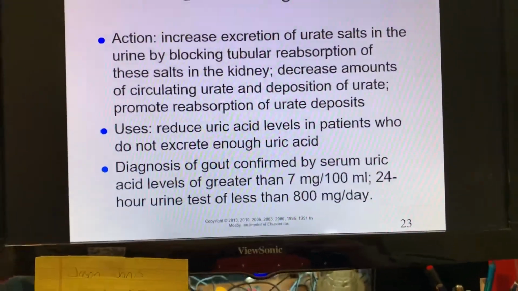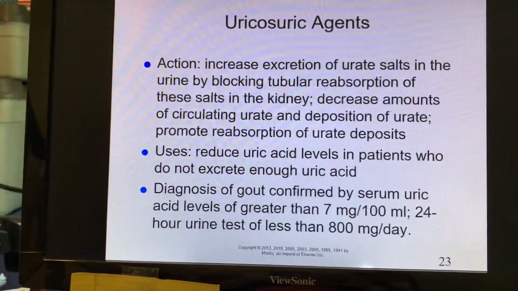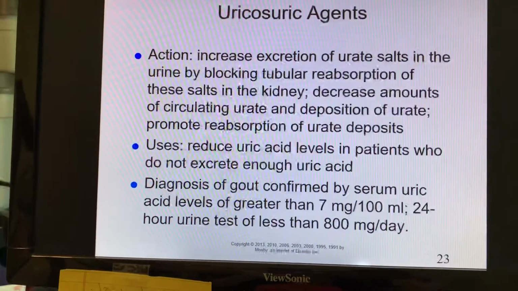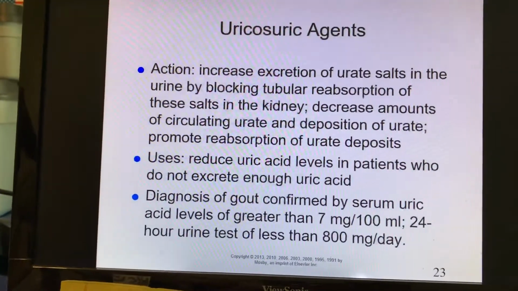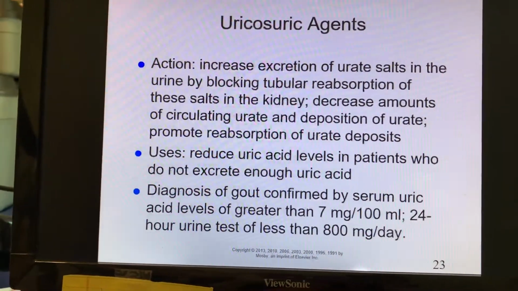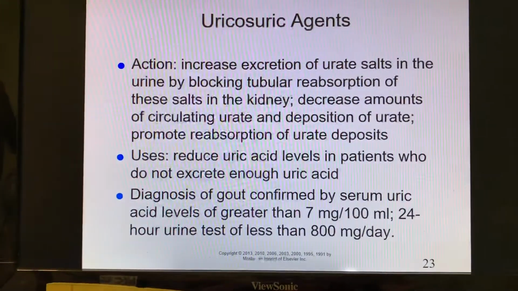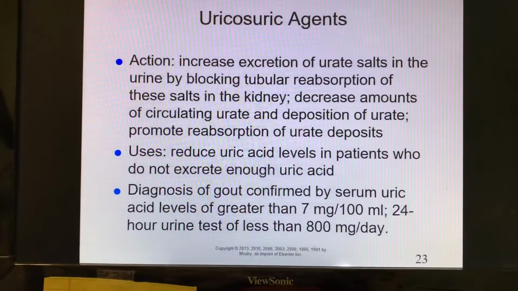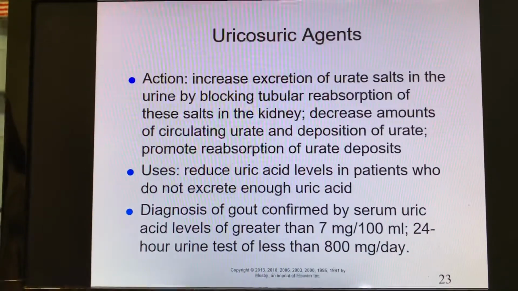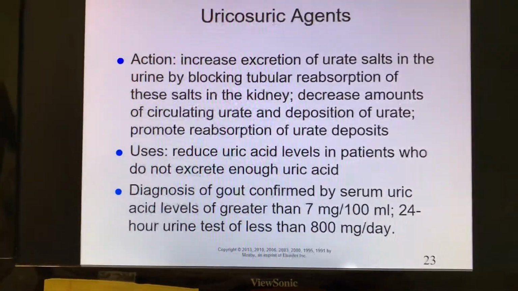Now, as if the great big huge sore joints weren't enough to give you the idea you have gout, you can have a couple of tests to confirm gout. They will draw your blood, and if your uric acid level is greater than 7 milligrams in 100 milliliters of blood, you got gout. They can also do a 24-hour urine test, and they can see if you have less than 800 milligrams of uric acid in your urine in that 24-hour collection. Once again, you have gout.